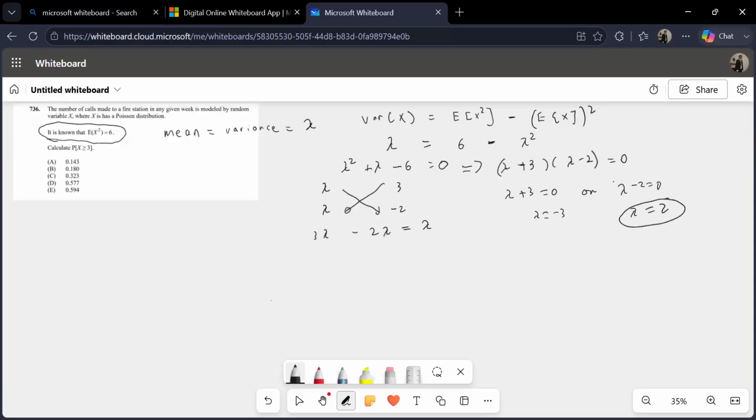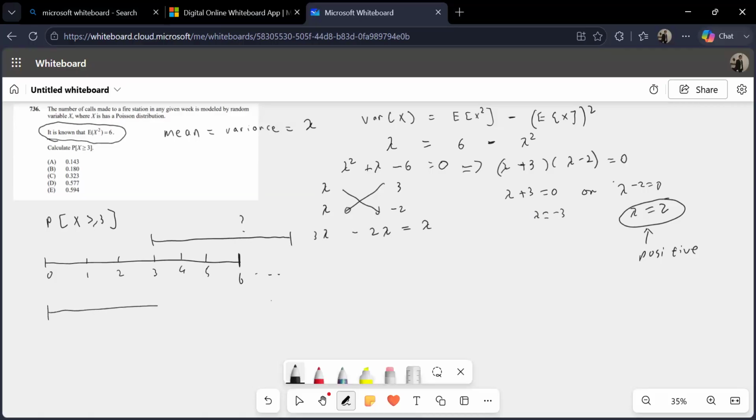Then we will just use the value 2 because it is positive. So now that we know the value for lambda, we can find the probability. The probability that X is greater than or equal to 3. To find this probability, we can take the complement. So basically, if this is 0, 1, 2, 3, 4, 5, 6, and so on, we want to find this probability.